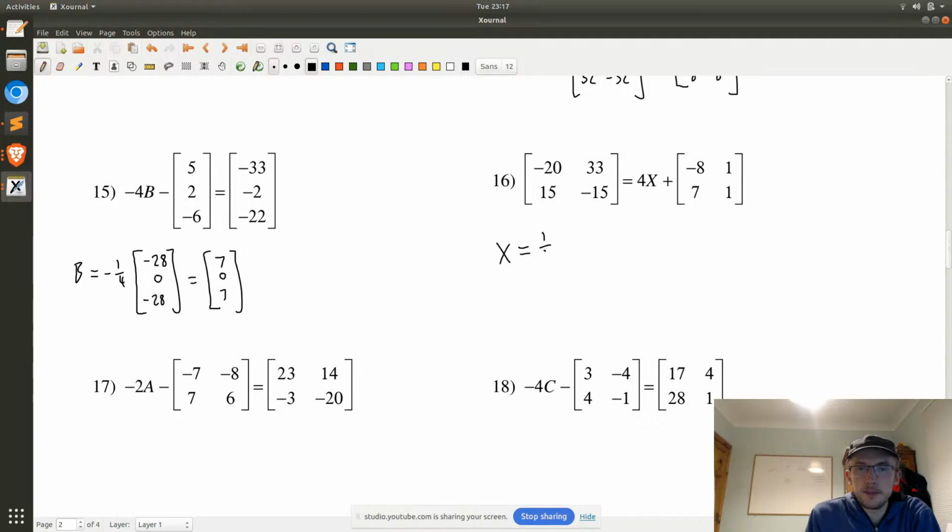a quarter of the matrix on the left, take away the matrix on the right. Negative 20 minus 8 is negative 20 plus 8, which is negative 12. 33 minus 1 is 32. 15 minus 7 is 8. Minus 15 minus 1 is minus 14. And now quarter it. Negative 3, 8, 2, and negative 7 over 2.